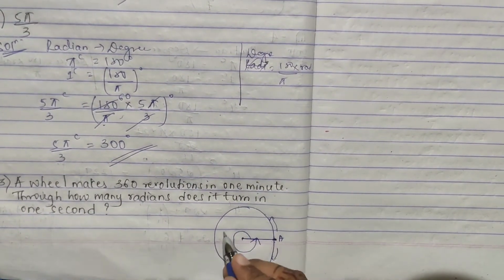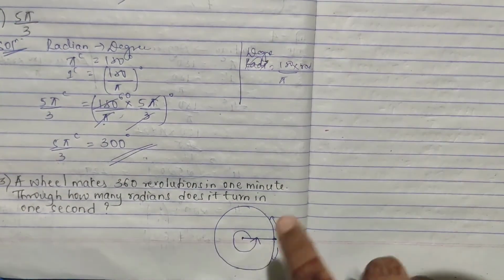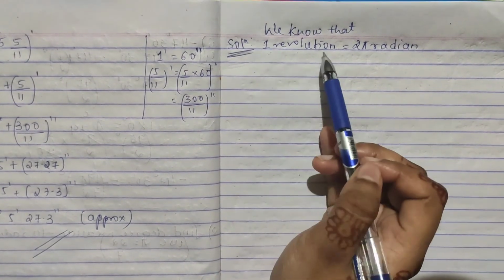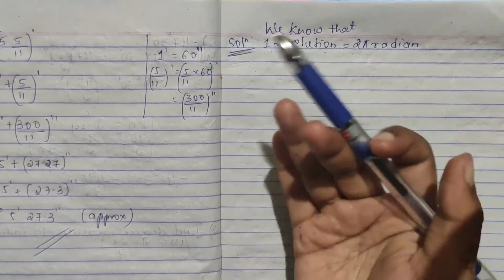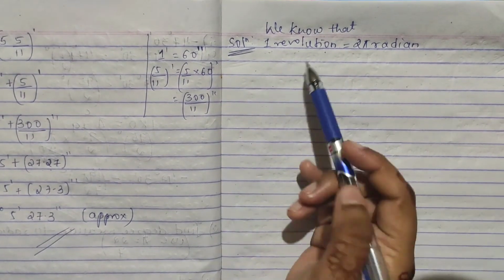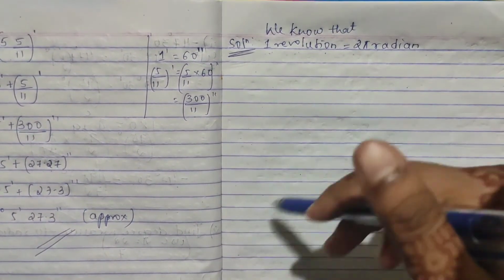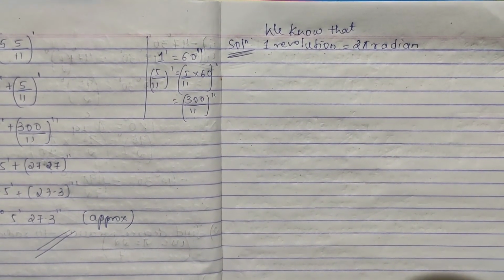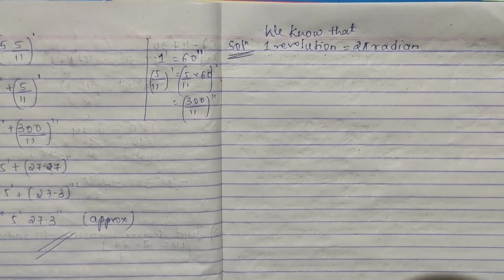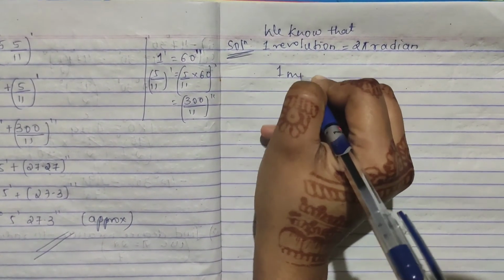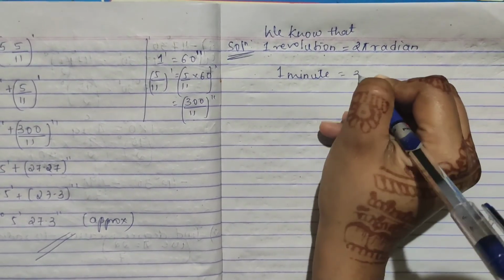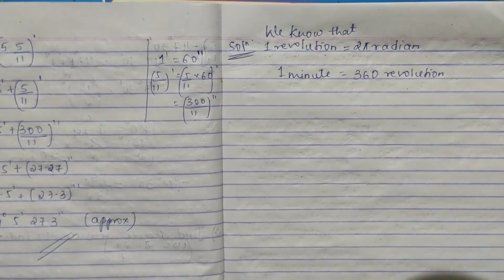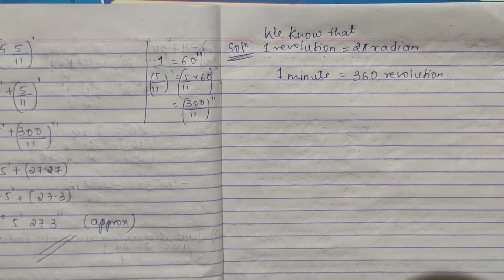One revolution means one whole circle should go, right? So we know this. At the start I had shown you that 1 revolution is equal to 2 pi radian, when we were doing radian measure. A complete revolution is equal to 2 pi radian. So they have given the question: in 1 minute it makes how many revolutions? 360 revolutions it has said. And what it is asking is how many radians does it turn in 1 second.